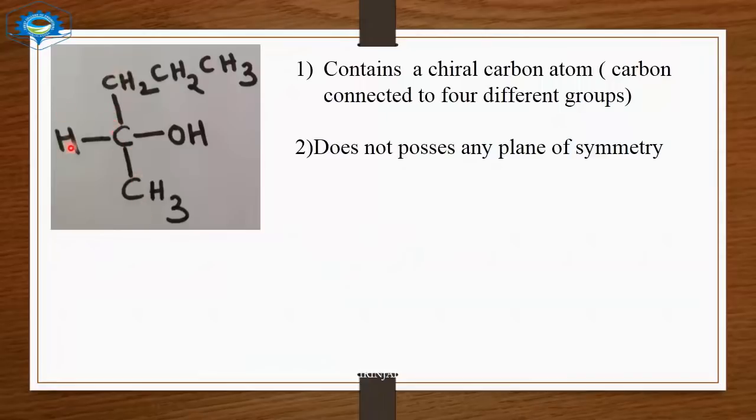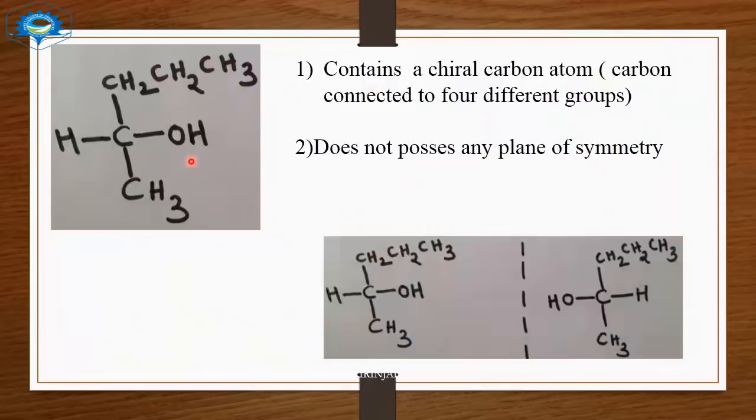Check for the second condition: the molecule does not possess any plane of symmetry. When we cut this molecule through this plane, this half contains hydrogen, this half contains OH. So both are different, so it does not possess any plane of symmetry.